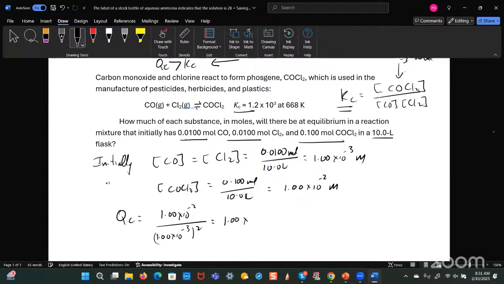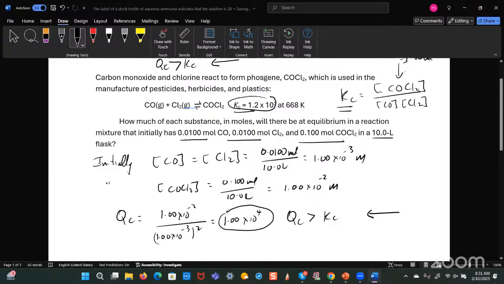All right? So what we're going to do next is compare Qc to the given Kc value. And which one is greater? Qc is greater than Kc, which means that the reaction is going to shift to the left. If the reaction shifts to the left, that means some of the COCl2 will react to form CO and Cl2. All right? So we're going to set up our ICE table.